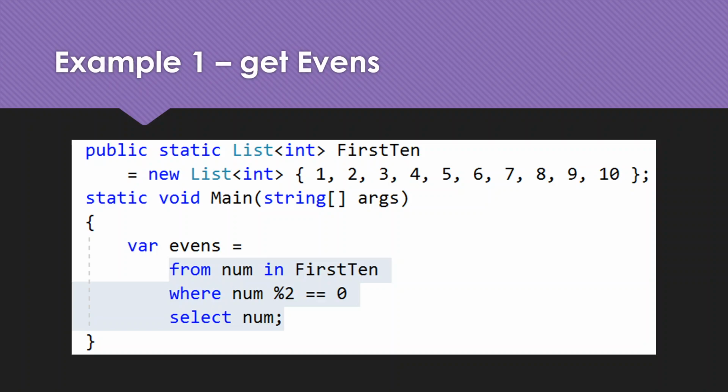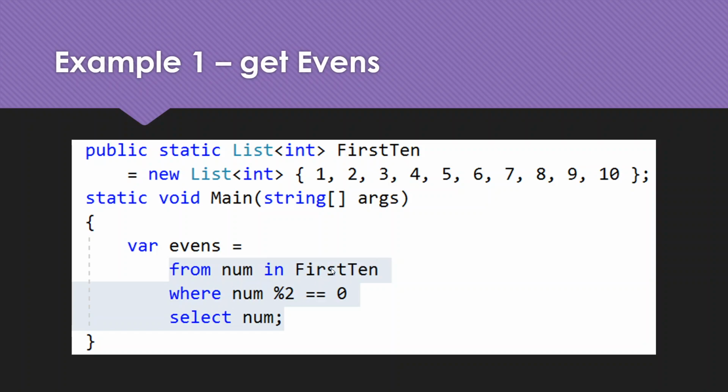So here I have set up a list, and that list contains simply the first 10 integers, so 1 through 10. If I wanted to only grab the evens from this, what I could do is use the from keyword and say from some number in my list, so this is a working variable, sort of like the i in a for loop. So from num in first10, where the number modulo 2 is 0, I want to select that value. So what this is doing is going through the list.